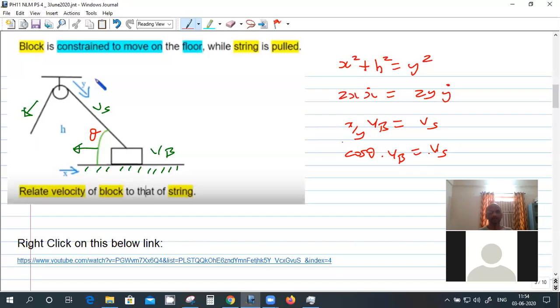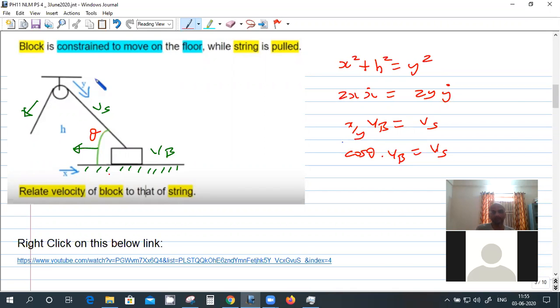So what relation are you getting? Velocity of string is more or block is more? Velocity of string.